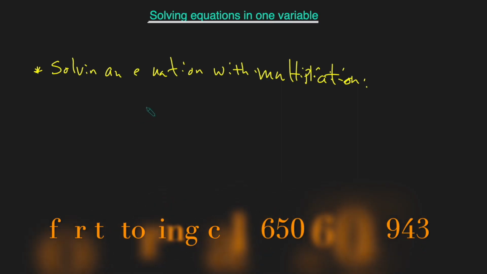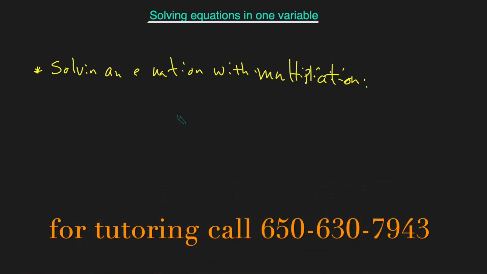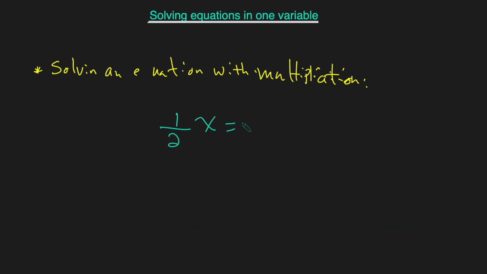Let's now work on a multiplication example. Let's say I have an equation that says 1/2 x equals 3. So now I need to isolate the x. That means I have to get rid of the 1/2. To do that, I need to multiply this side by a number that gets rid of the 1/2. The opposite, or reciprocal, of the 1/2 is 2. So I have to multiply the left side by 2 and the right side by 2.